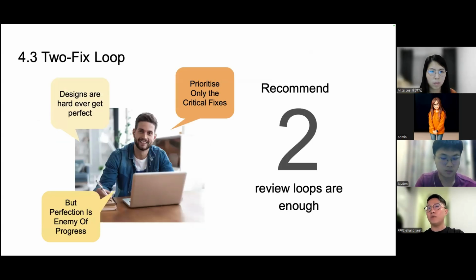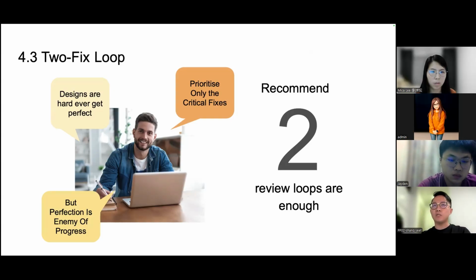We call it the two fixed loop. Well, actually, the two fixed loop is not important here. The most important thing is you review the design again. You design the first time, you find problems in your design, then you go back to the drawing board with your designer and say, these rules are violated. Can we improve upon it?